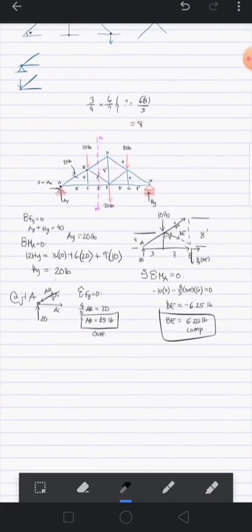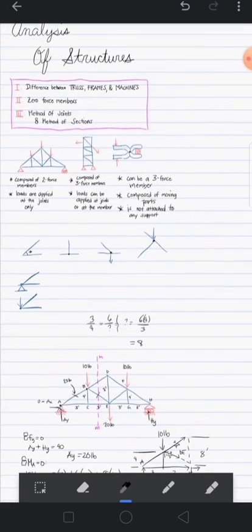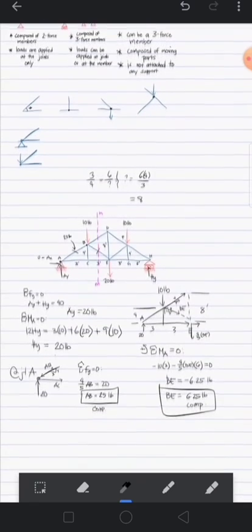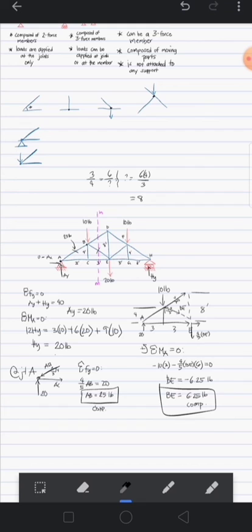So, that's it guys for this video. So far, we have covered the method of joints, the method of sections, zero force members, and the difference between trusses, frames and machines.